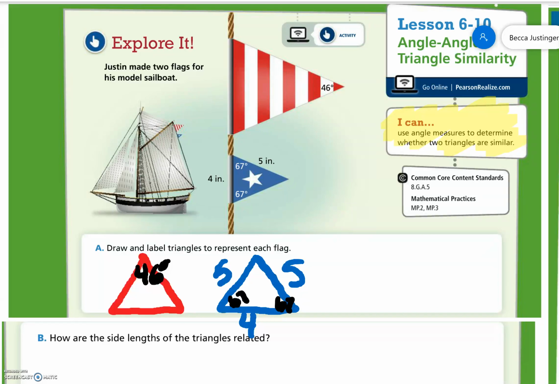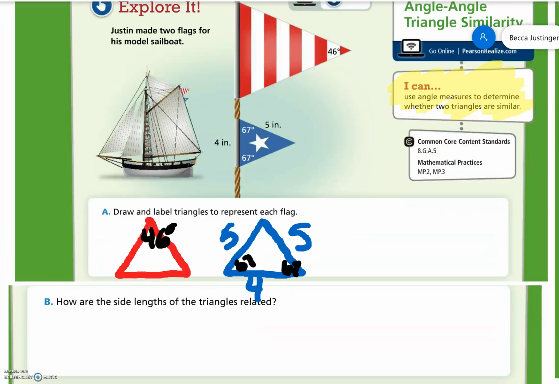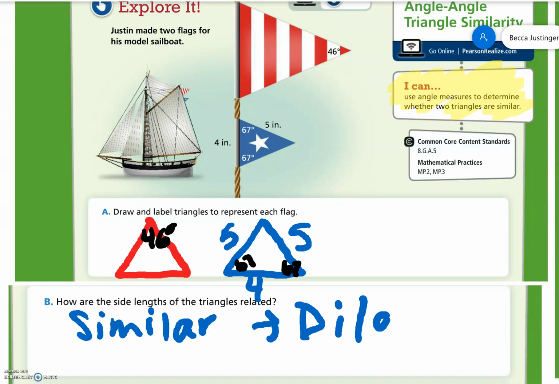How are the side lengths of the triangles related? They're the same shape, they're just different sizes. So the side lengths are similar. We would just have to do a dilation.